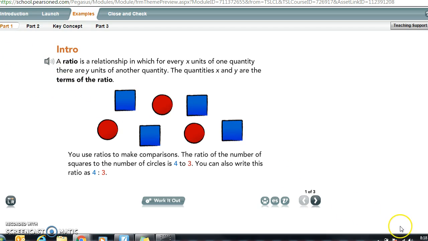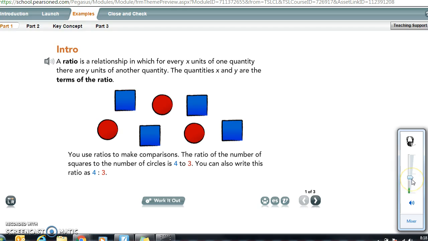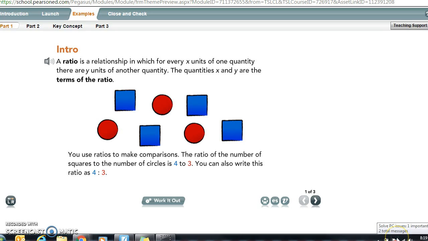A ratio is a relationship in which for every X units of one quantity, there are Y units of another quantity. The quantities X and Y are the terms of the ratio. You use ratios to make comparisons. The ratio of the number of squares to the number of circles is 4 to 3. You can also write this ratio as 4:3.